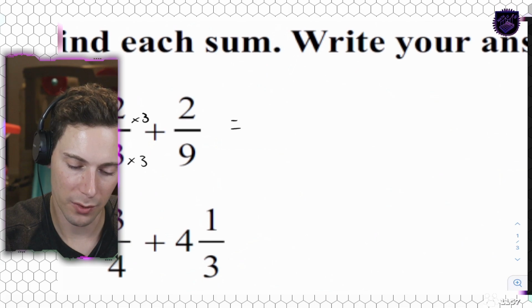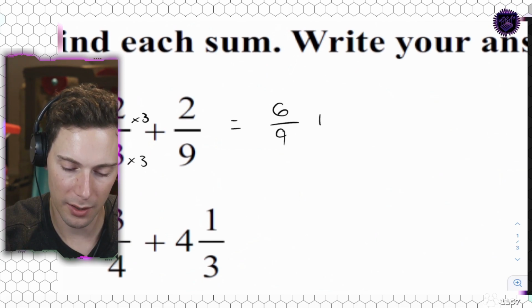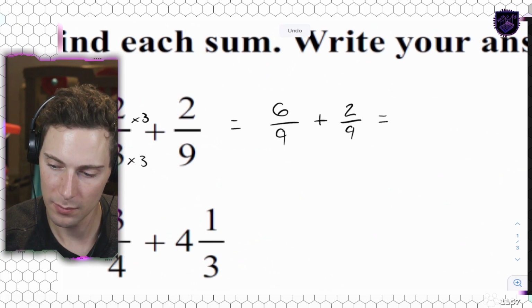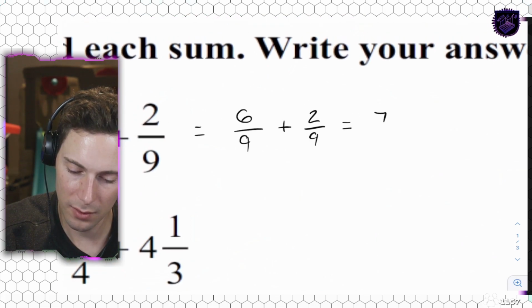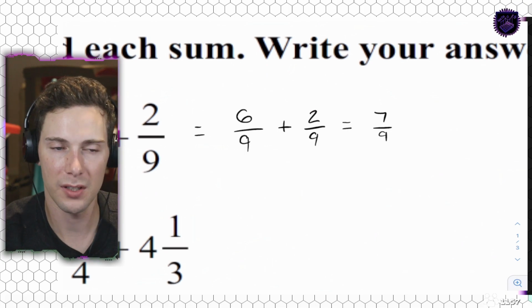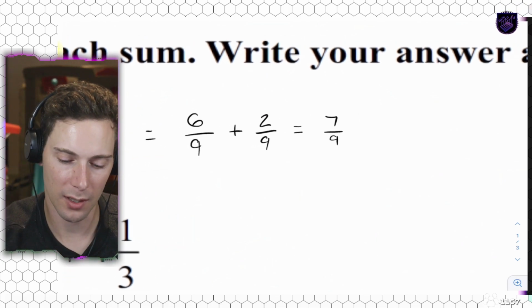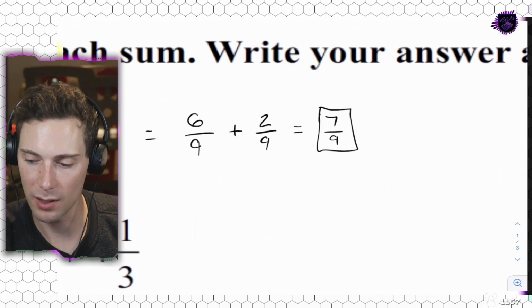And that new fraction will be 6/9 plus 2/9 is equal to, we just add the tops here, and it's going to be 7/9. Now, can we simplify 7/9? We cannot. They do not have a common factor that's greater than 1.